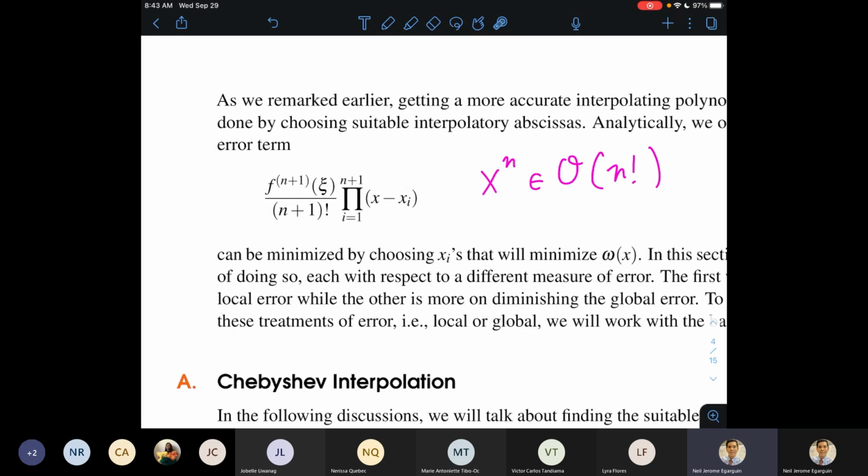So any increase in the magnitude of this guy or of this guy can easily be offset by taking the factorial, or by the rapid growth of the factorial. So that's one way. We can increase the number of points.